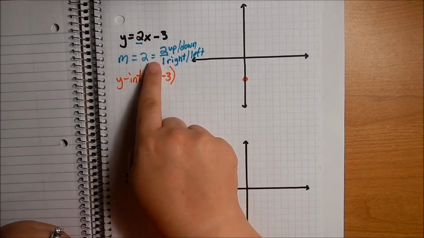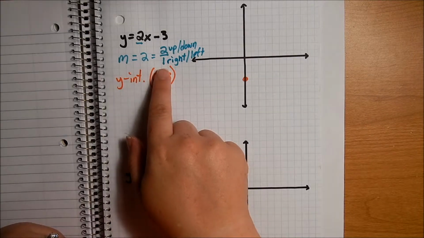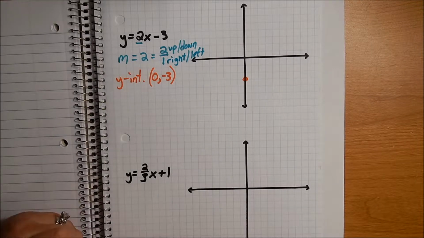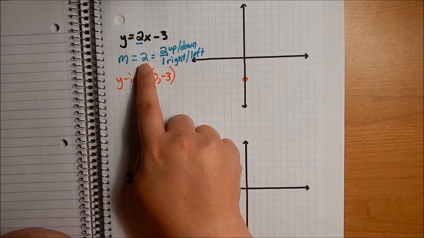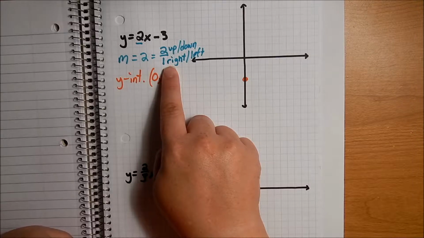I personally always put the negative in the numerator so that I only do up or down, and then the denominator always tells me to go to the right. But that's a personal preference, so you can do as you choose. So in our case, a slope of 2 means we're going to go up 2 units and over to the right 1 unit.